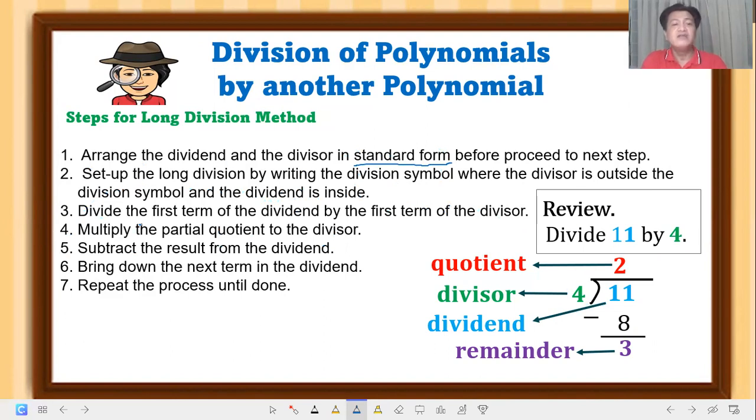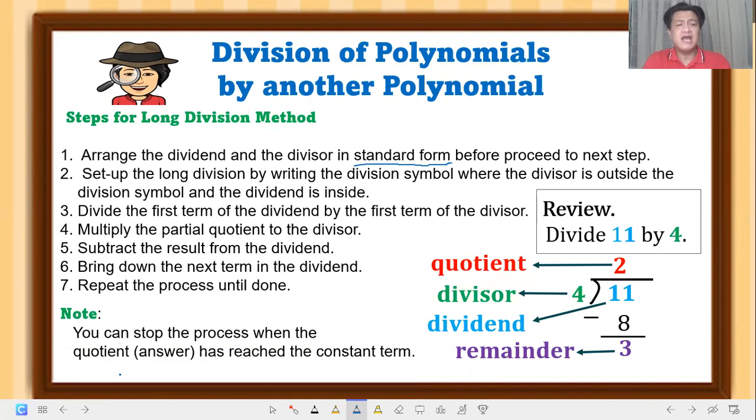And then step 3, divide the first term of the dividend by the first term of the divisor. Katulad nito, first term, 11 divided by 4, yun yung first term. Then multiply the partial quotient to the divisor. Katulad nito, di ba? 2 times 4 is equal to 8. Yun yung ginawa natin. And you have to subtract the result from the dividend. Ito, di ba? 11 minus 8, that is 3. And bring down the next term in the dividend. Okay. And repeat the process until done. Kumbaga, yung steps ng ginawa natin ay parehas lang din. Okay. Inadapt siya dito sa polynomial.